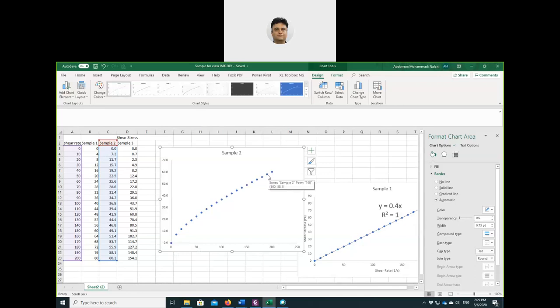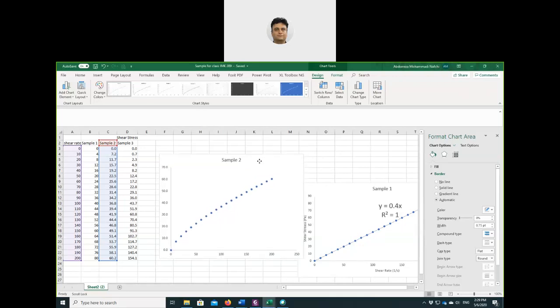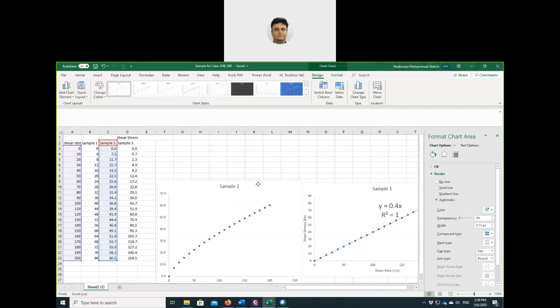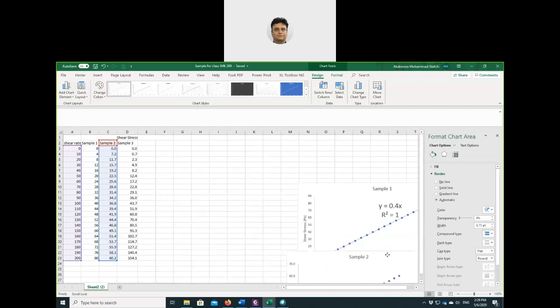So this is the second sample, and I want to draw for the third sample. Okay, again, I take it here.